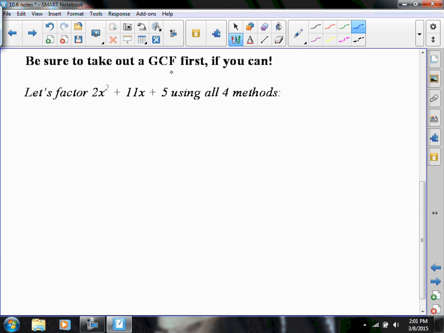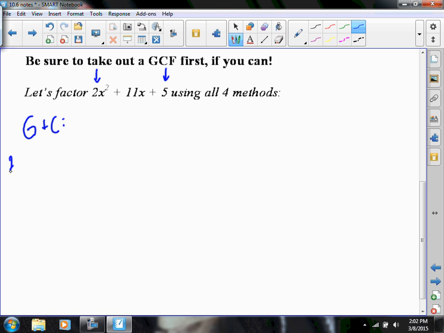So we want to look at all of our numbers and see if we can take out a greatest common factor. If we can, that makes our numbers smaller, and it'll make it much easier to find all of the factors that we need. If I look at the 2, the 11 and the 5, I don't have any common factor between those three numbers, so here I can't take out a greatest common factor. But to factor this using the guess and check method, I need all of the factors of 2 and all of the factors of 5.